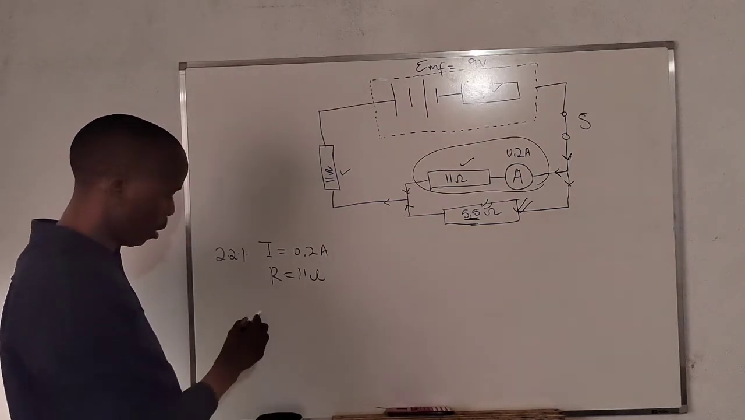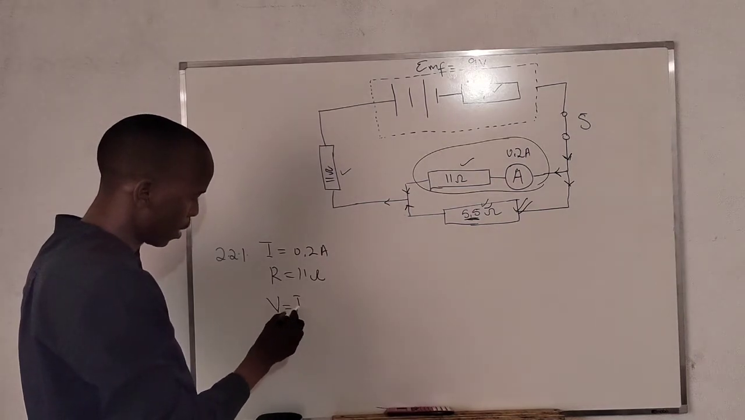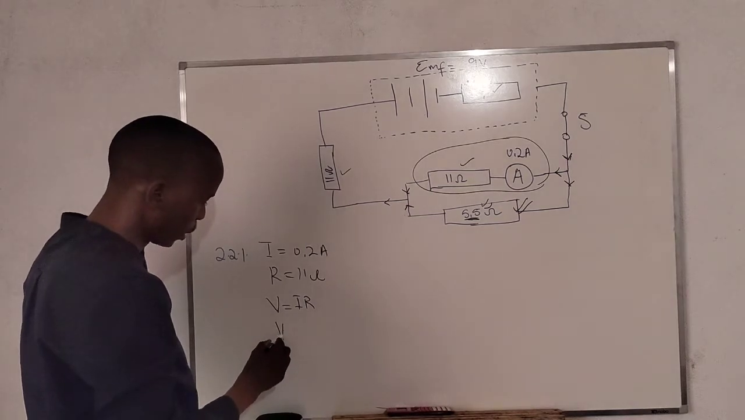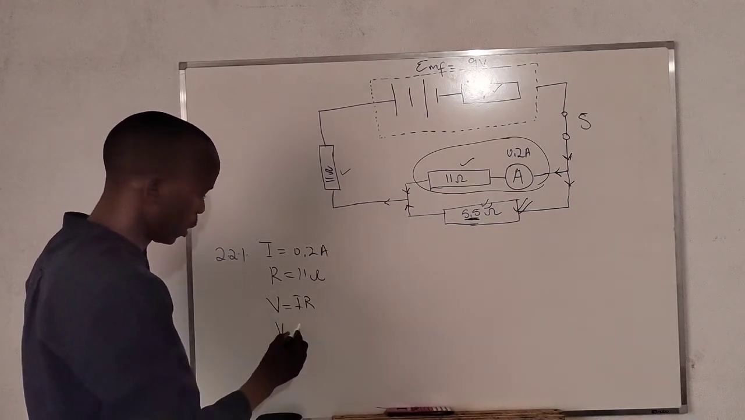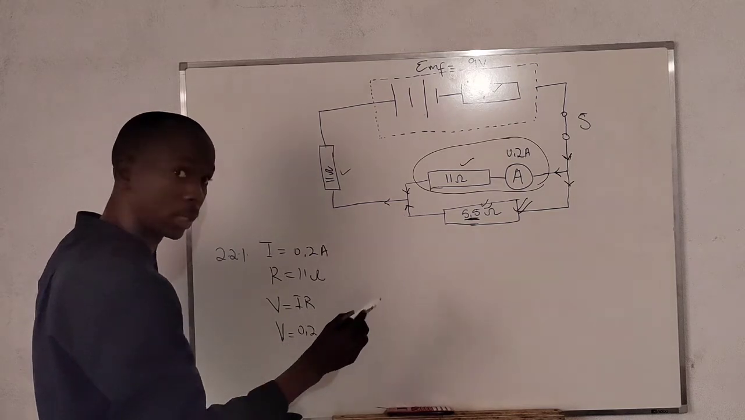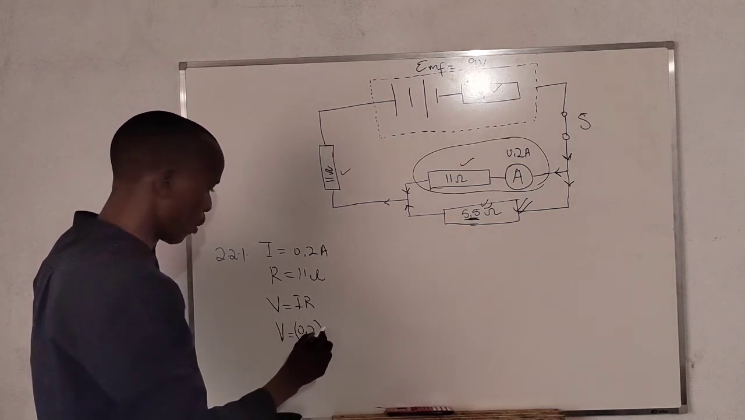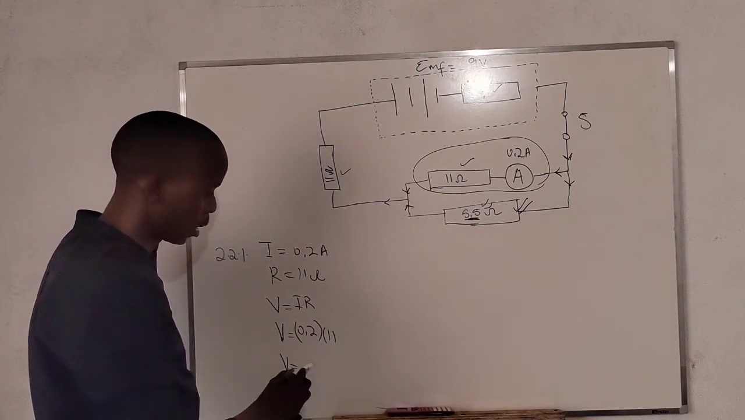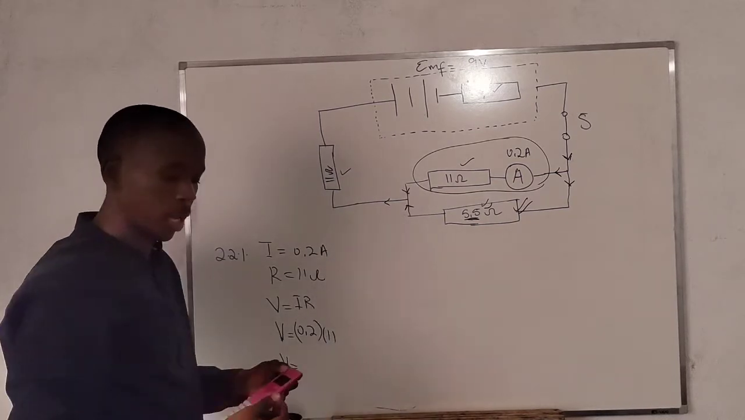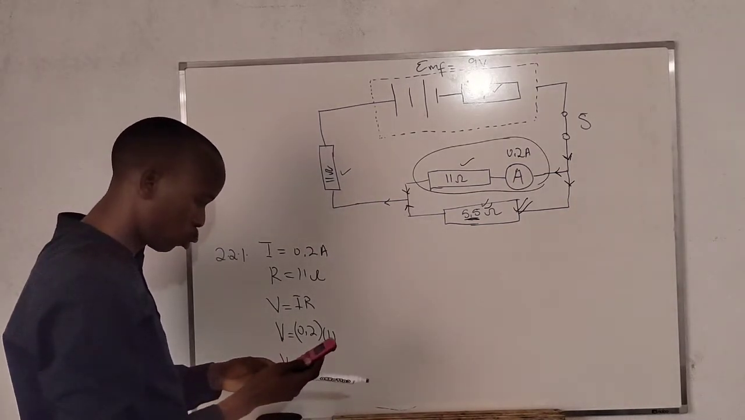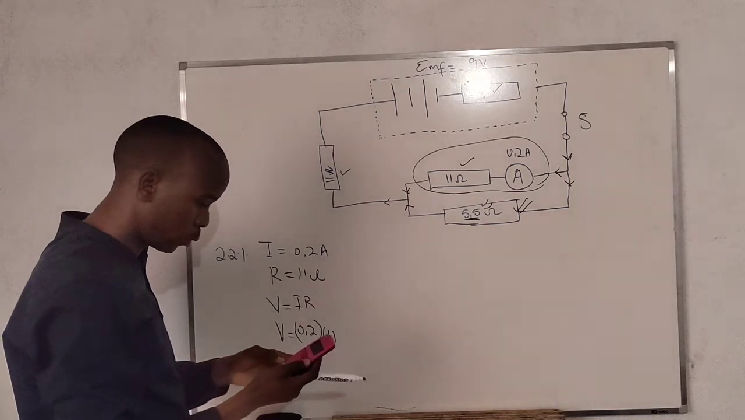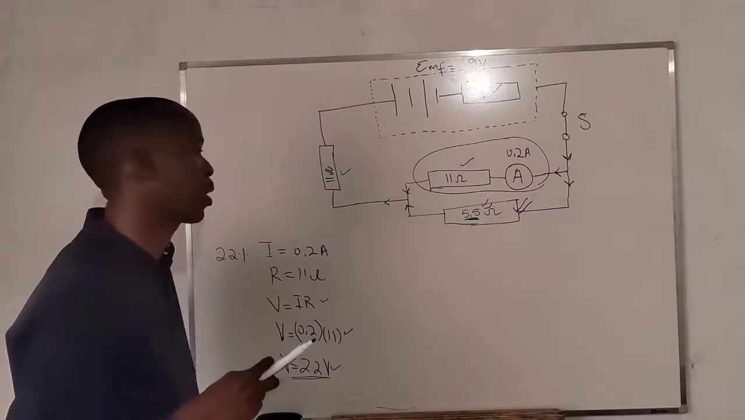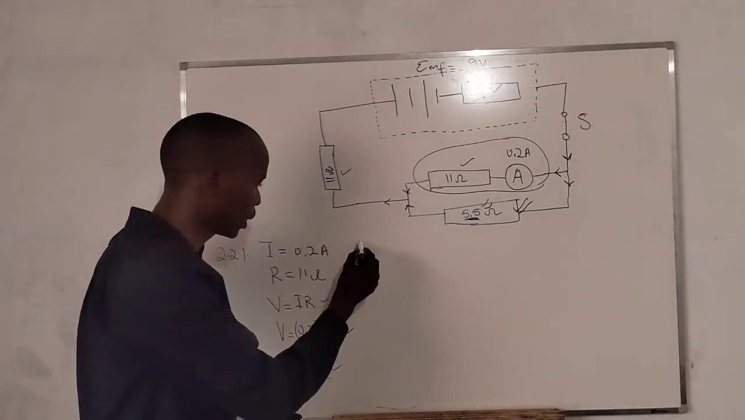We apply Ohm's law. V equals IR. We now want to find the voltage, so V equals I, and the current passing through that resistor is 0.2. And then we've got the resistance, which is 11 ohm. So let us find the voltage of the parallel connection. Now we have 0.2 times 11, which gives us 2.2 volts. Very, very important.